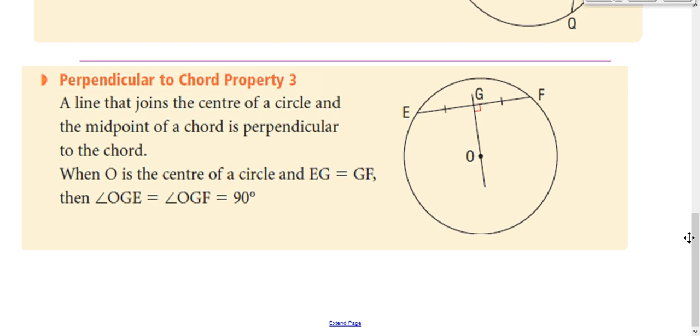Property number 3: a line that joins the center of a circle and the midpoint of a chord is perpendicular to the chord. That helps us create these lines here and our right angle. And those are our 3 properties, so let us jump into some questions where we get to apply those.